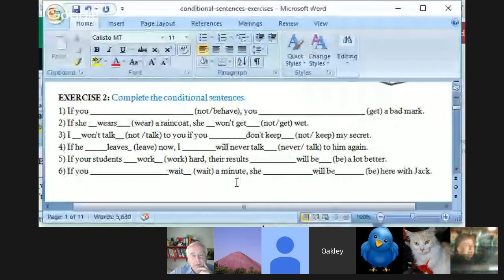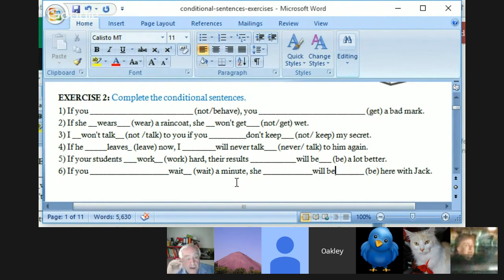If you wait a minute, she will be here with Jack is fine. If you wait for a minute, that would also be correct. You actually have an option here. You could do it either way. I can use or not use for. In this case, yeah. Now, you cannot say, if you wait Bob. You would have to say, if you wait for Bob, he will be here in a minute. All right. In this case, this is perfectly fine without for.